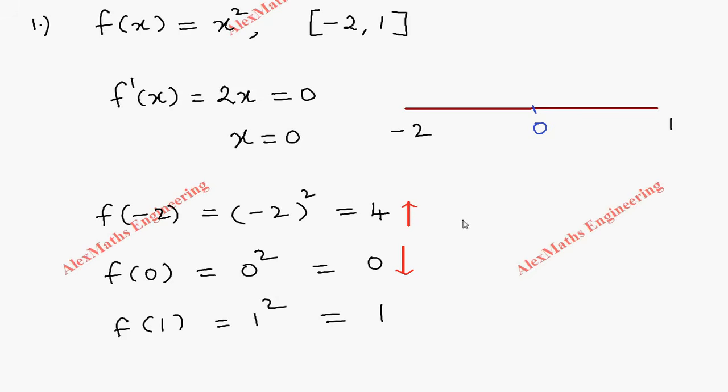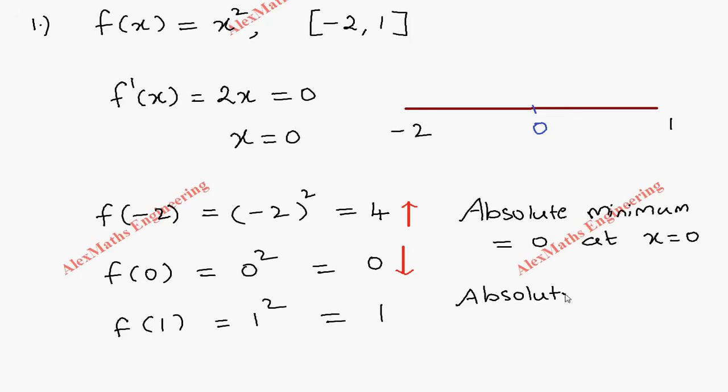So we conclude that absolute minimum equal to 0 at x equal to 0, and absolute maximum equal to 4 at x equal to minus 2.